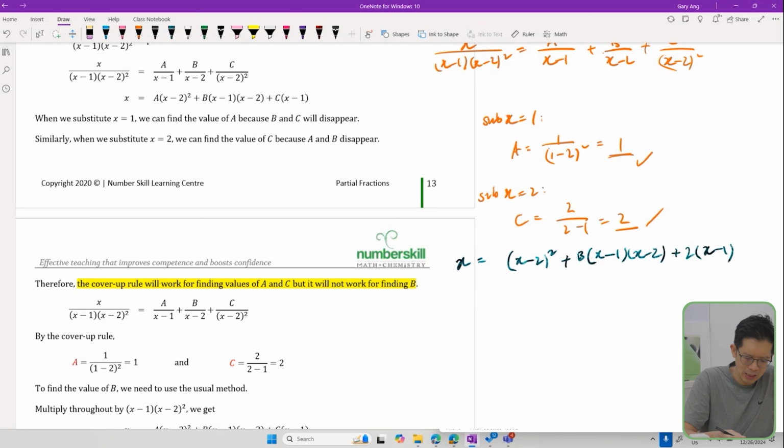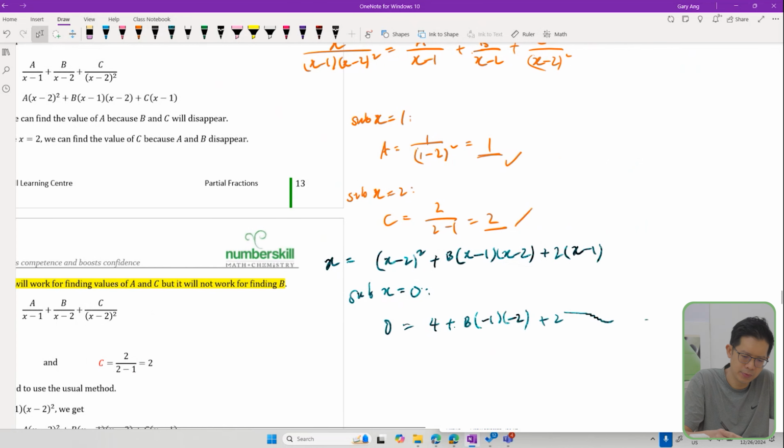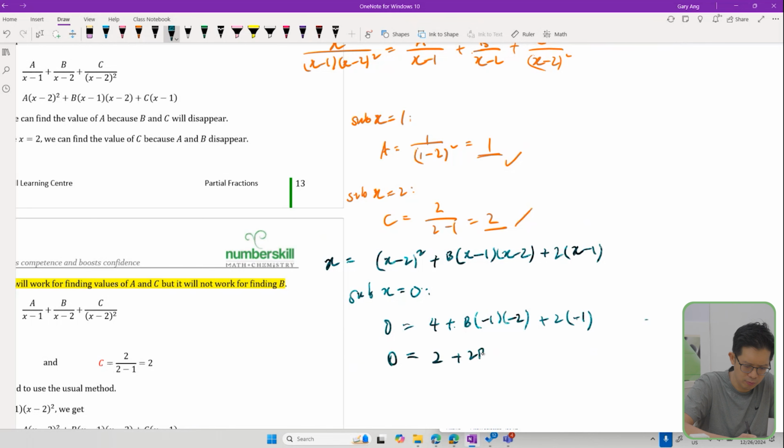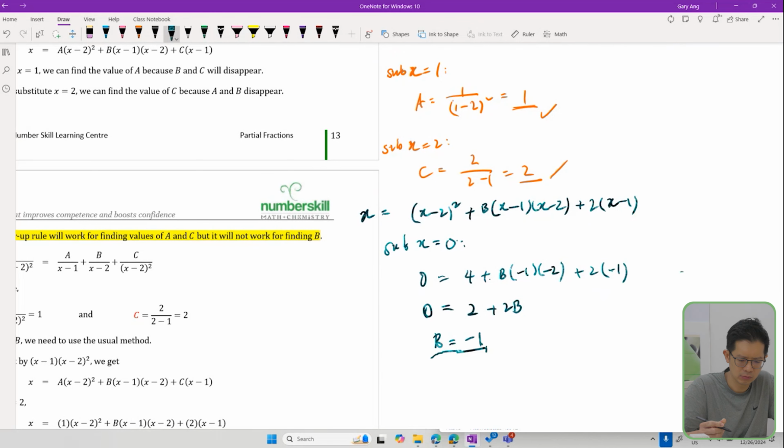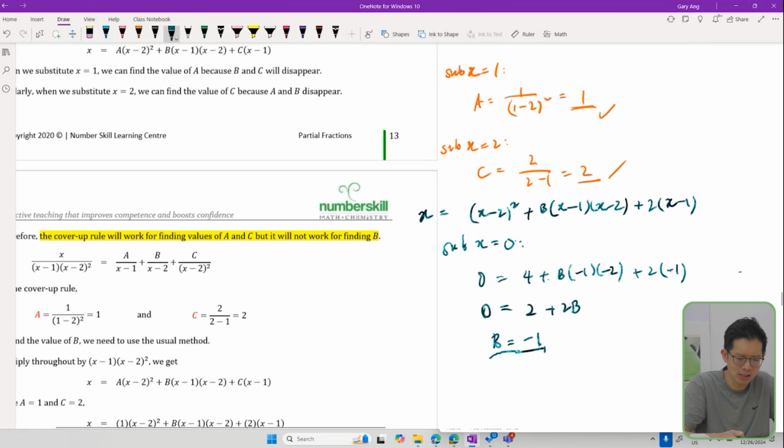So in this case, of course, we go back to our favorite number, substitute x equals 0. So put in x equals 0, we're going to end up with 0 equals (0 minus 2) squared, which is 4, plus B(0 minus 1)(0 minus 2), and then plus 2 times (0 minus 1). Figuring this out is not very challenging, if you ask me. So we're going to have 0 equals 4 minus 2, which is 2, plus 2B. So B is equal to negative 1. Okay? So that's the cover-up rule way of doing it.